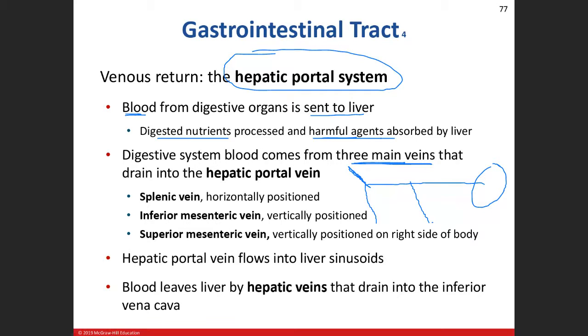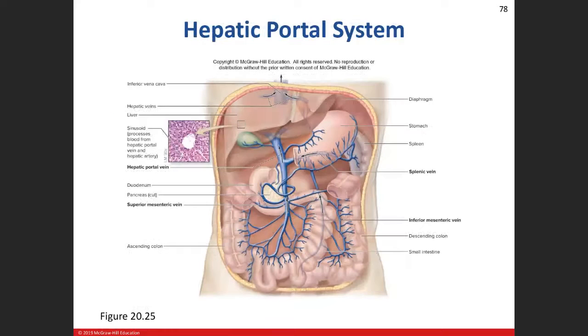And the hepatic portal vein goes into the liver, into what we call the liver sinusoids. That's where we get a mixing of blood, and we'll talk about that later on. But when the blood leaves the liver, it does so through the hepatic veins, which drain into the inferior vena cava. So, quick view here.